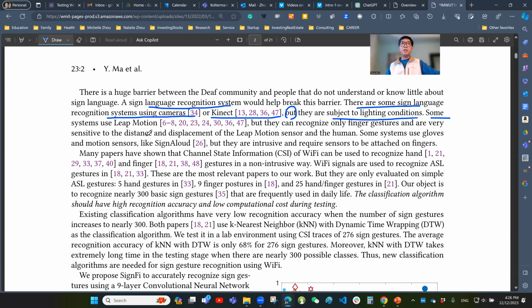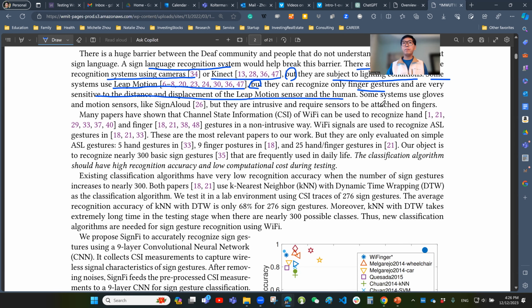Now, some other systems use lip motion. You see, that's a lot of work. However, we're different. They can recognize only finger gestures, and we have hand gestures as well, and they are very sensitive to the distance and displacement of the lip motion sensor on the human. We don't have the problem. So we nicely point out our advantage over them.